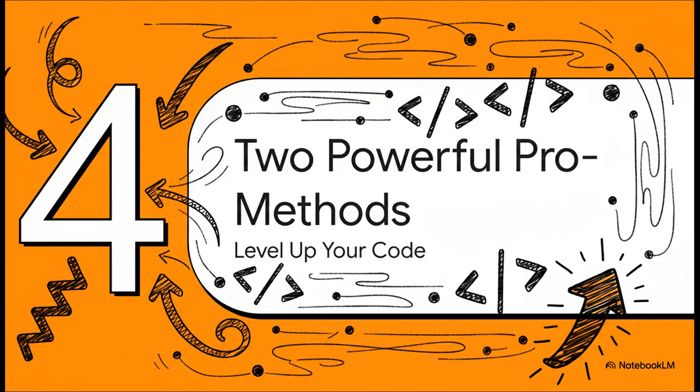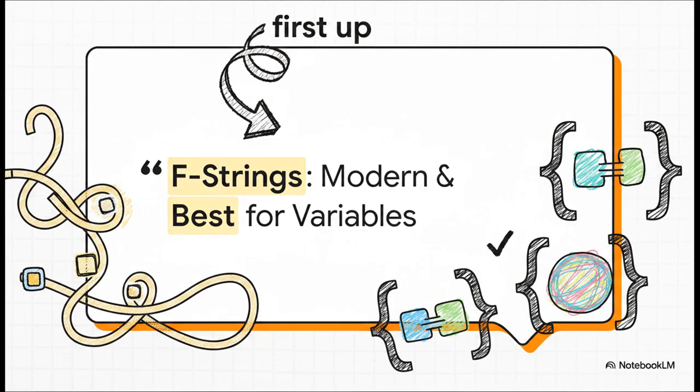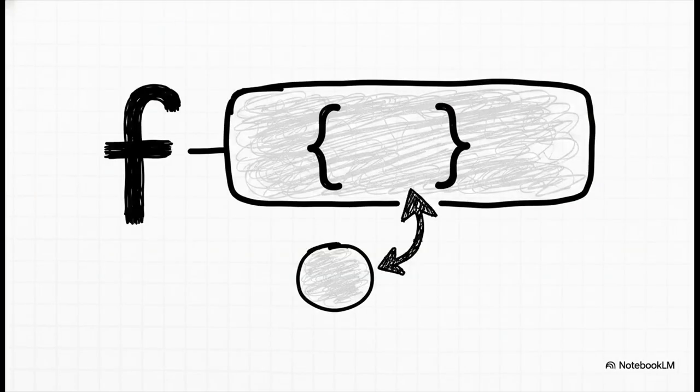Okay, so you've got the basics down and you know how to dodge that really common error. Now let's level up your code and look at two more modern, more powerful ways to get this done. First up, we've got f-strings. These are, hands down, the modern way to do this. Anytime you need to mix regular text with variables, f-strings are cleaner, they're easier to read, and honestly, they're what most developers use today.